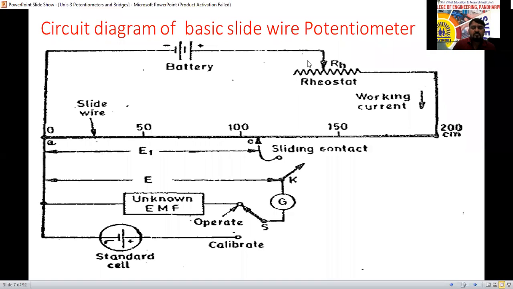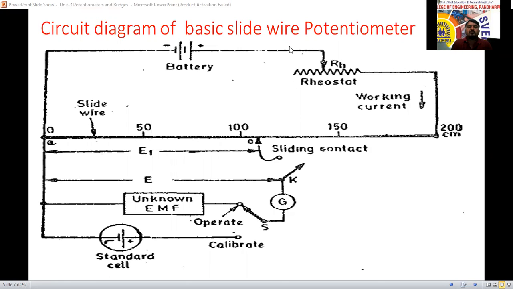So in the previous class, we discussed the introduction of the potentiometer, and how the voltage is divided for the different lengths. The voltage is directly proportional to the length of that particular cable or wire. We proved that yesterday in our previous class.